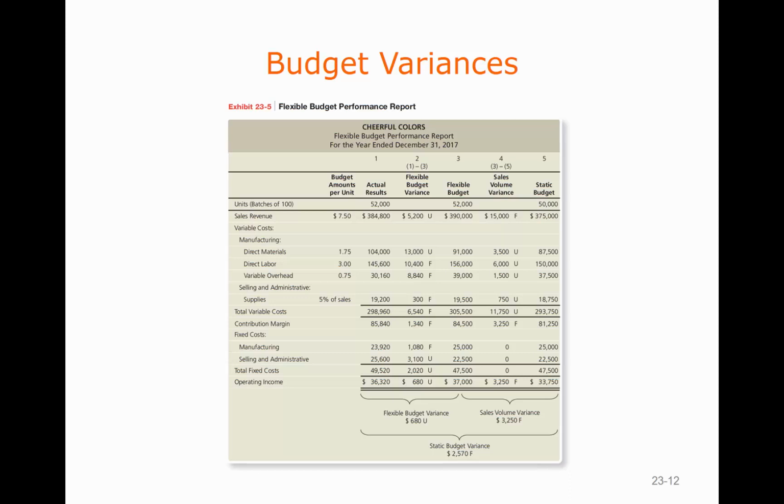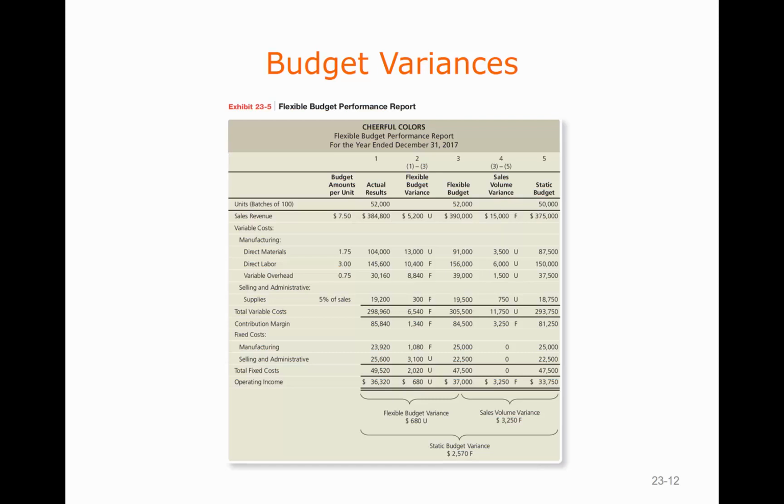Then over here on column 3, they have what's called the flexible budget. That's the static budget that they originally made, but adjusted to 52,000 units of sales. How do we adjust that? Well, we just take 52,000 units, which is our actual results, and then multiply it by our variable budgeted amount, $7.50 per unit in sales, and then $1.75 for direct materials, etc. Okay? The difference between our actual results and our flexible budget, we call flexible budget variance.